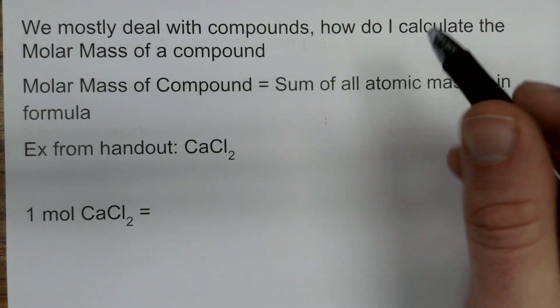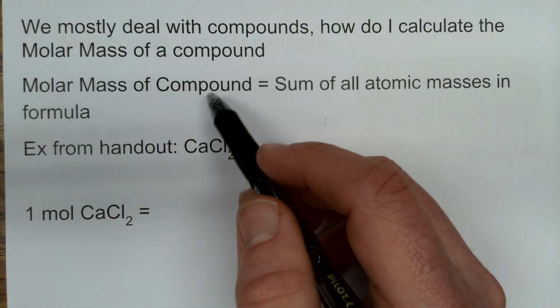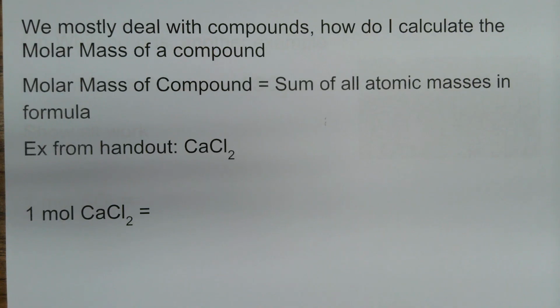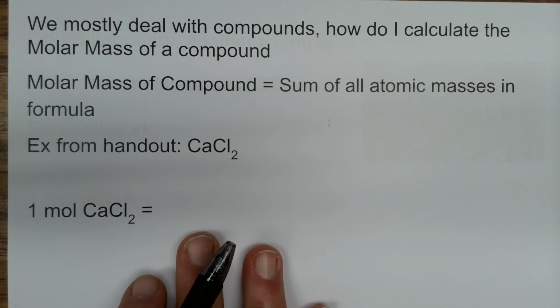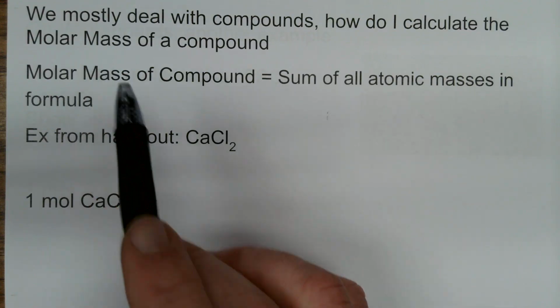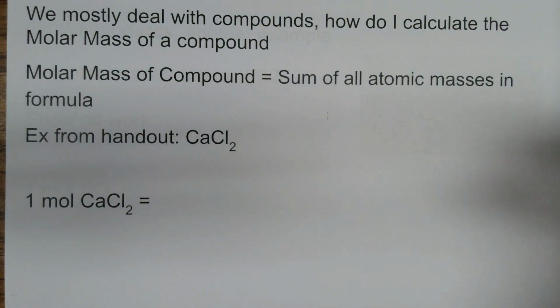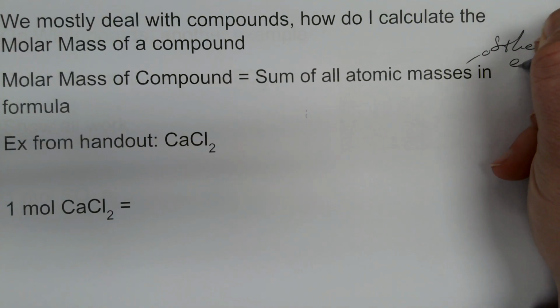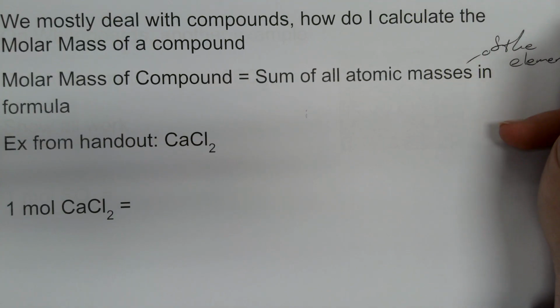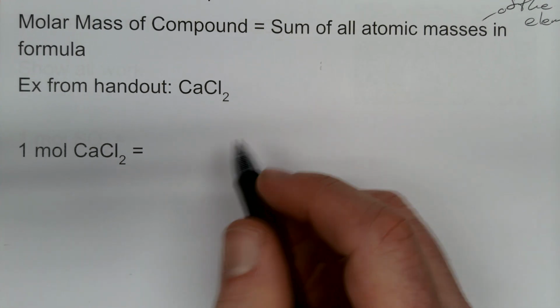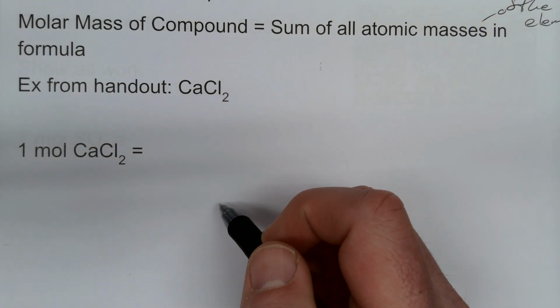Because we mostly deal with compounds, we need to be able to calculate the molar mass of a compound. And what we see at the top of the worksheet that we're going to work on today, the molar mass of a compound is equal to the sum of all the atomic masses in the formula. All the atomic masses of the elements. So on your handout, you have an example of calcium chloride.